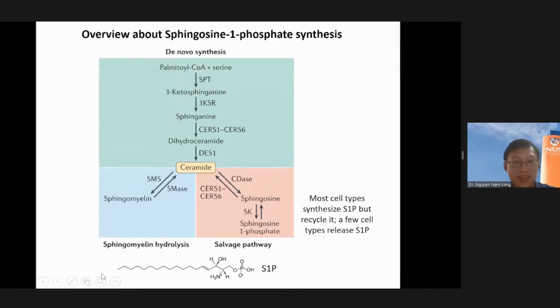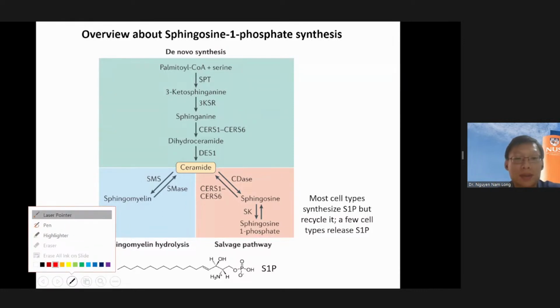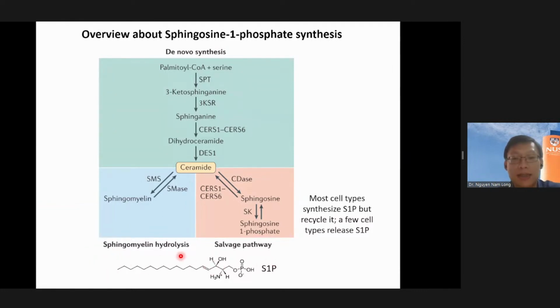So S1P, as you can see here, this is the molecule in the lower part of the slide, sphingosine 1-phosphate, and how it is actually synthesized in the cells. This is the pathway. We have the de novo synthesis of the sphingosine backbone from fatty acids, palmitoyl CoA, together with serine, through a series of enzymatic reactions. So it will create ceramides.